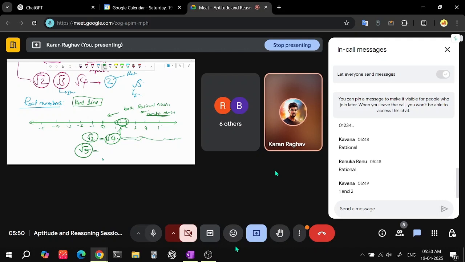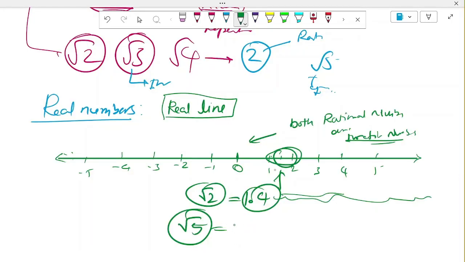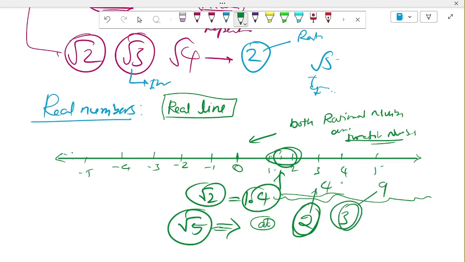This property is very important when you are checking whether a number is prime or not. At that time, this part is very important. Root 5 is located in between which two numbers? 2 and 3. I want answers from others. So root 5 is located between 2 and 3 because the square of 2 is 4 and the square of 3 is 9. So any number that comes between 4 and 9, like root 5, root 6, root 7, all these numbers lie between 2 and 3.